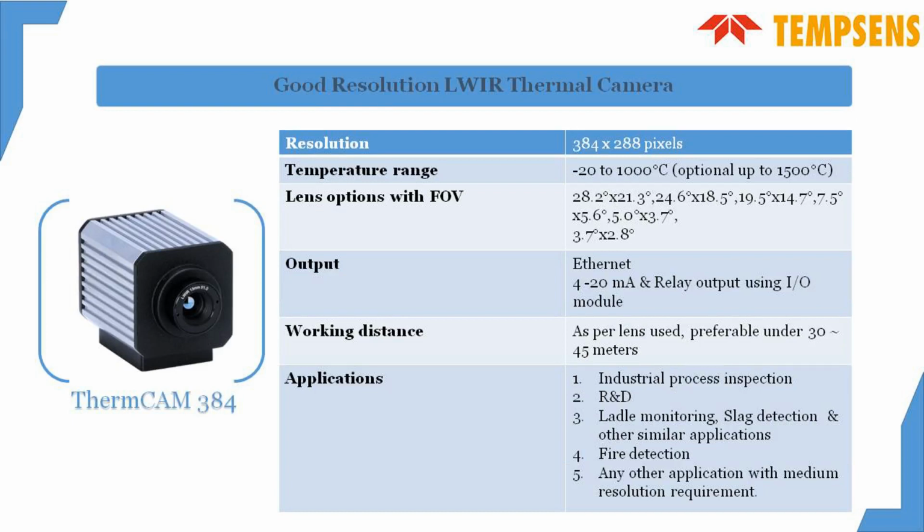Now the next model, that is Thermcam 384. Thermcam 384 has a resolution of 384 into 288 pixels and a temperature range up to 1500 degrees Celsius, and it has a very wide range of lens options available with it, starting from 28 degree, 24 degree, 19 degree, 7.5, 5, 3.7. So narrow field of view is also available with this camera.